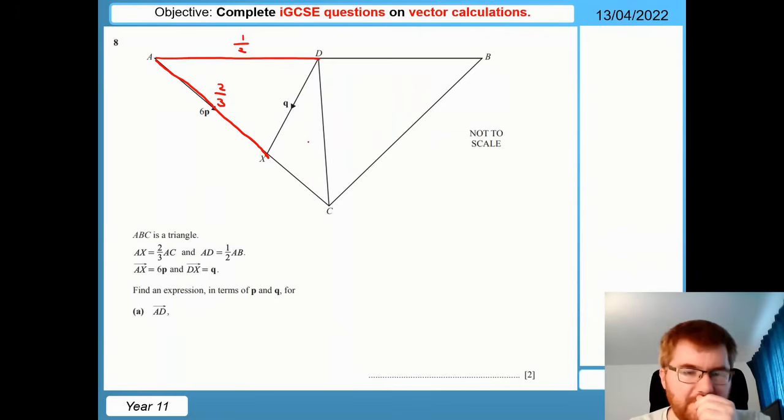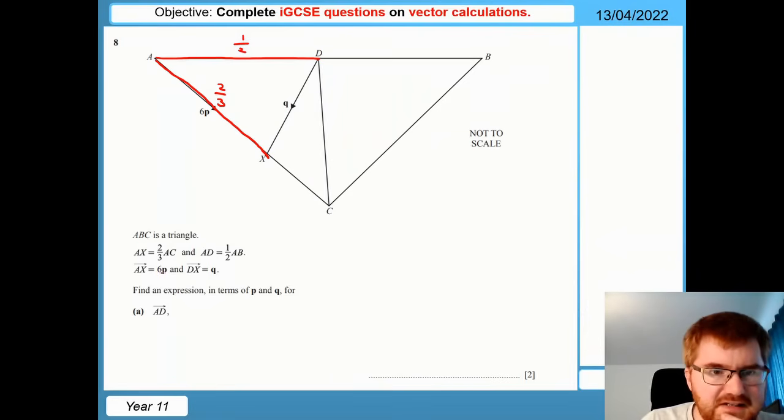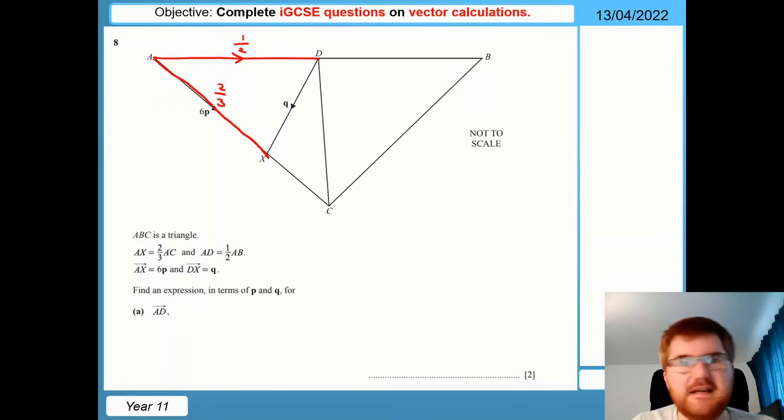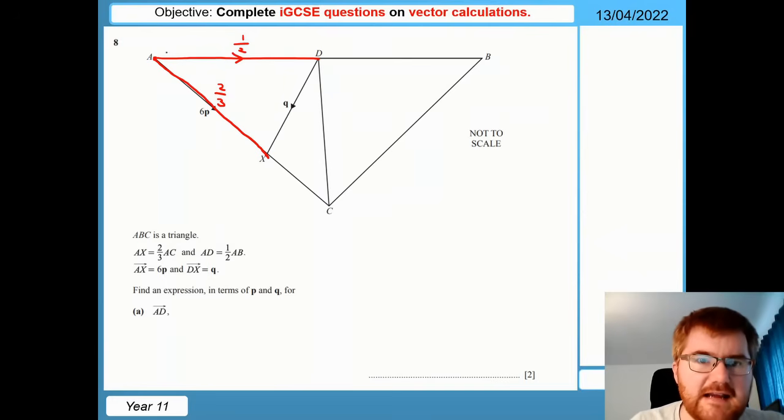the entire length. AX is equal to 6P, which we're already told here, and DX, so this vector here, is equal to Q. Find an expression in terms of P and Q for the vector AD. Okay, so you want this direction here. Now to go from A to D, we can take any route, that's absolutely fine. I think the easiest route is to go from A to X and then X to D.